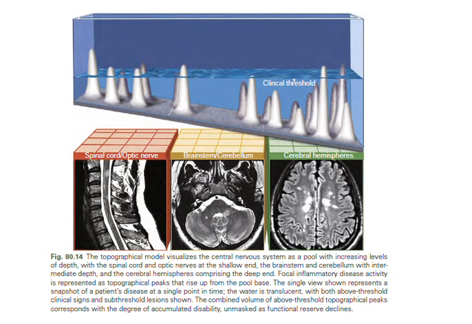In the shallow end, representing the spinal cord and optic nerve, even a relatively small focal lesion easily breaches the shallow waterline, immediately unmasking clinical symptoms like optic neuritis or transverse myelitis due to the very limited structural and functional reserve of these pathways.